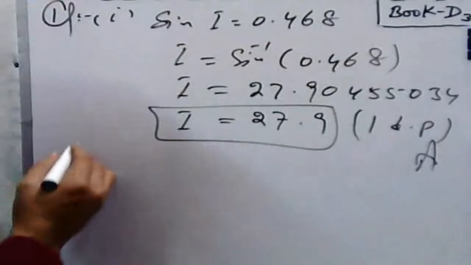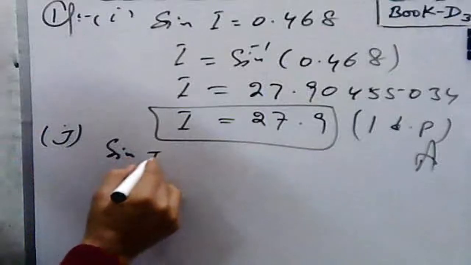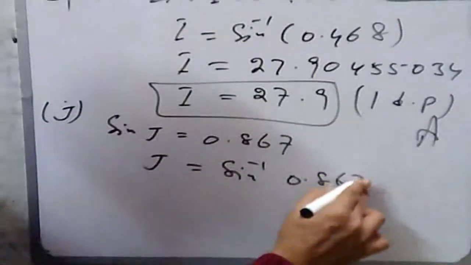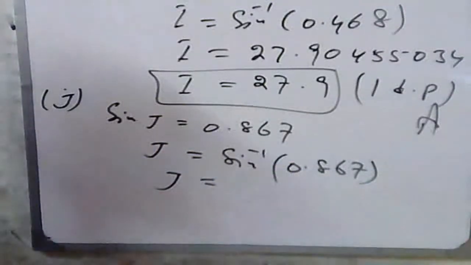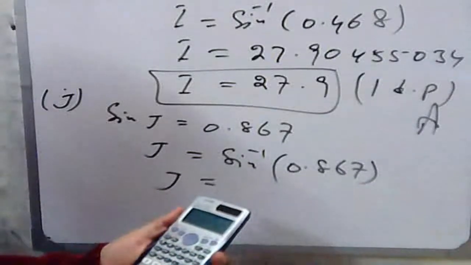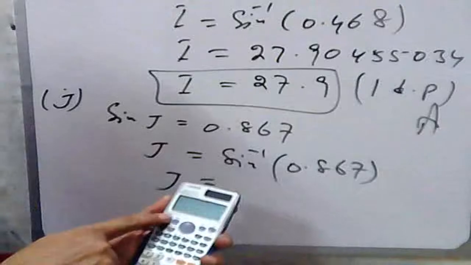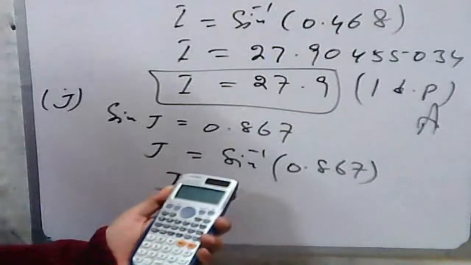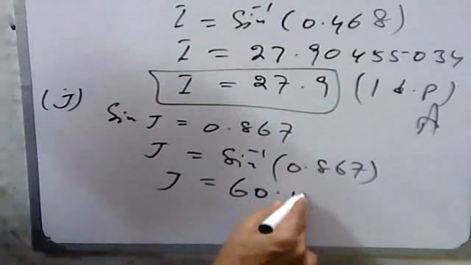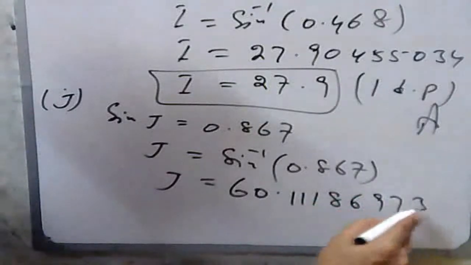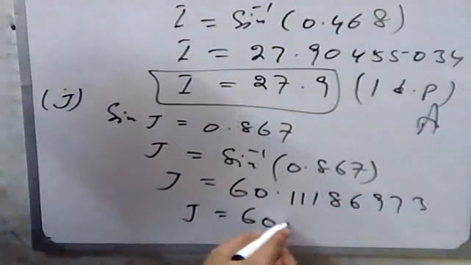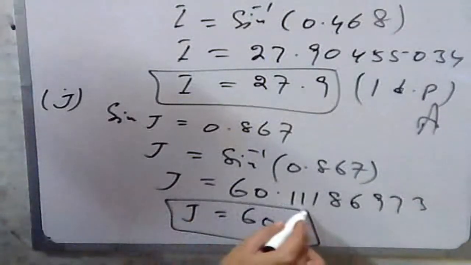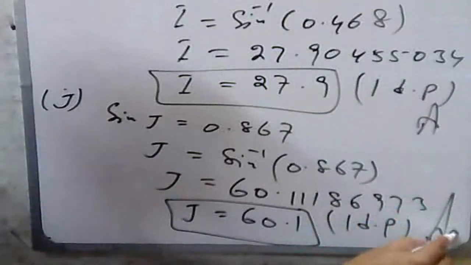Now coming to the j part, that is sine j is equal to 0.867. We need the angle j by the same methodology, sine inverse 0.867. Use the calculator. Once again, I would like to repeat the process so that you learn it carefully: you have to press shift sine and write the value 0.867 and equals. So your result is 60.11186973 degrees. So the value of j up to 1 dp, the next digit is less than 5, so you cannot add anything. 60.1 degrees is your required result up to 1 decimal place.